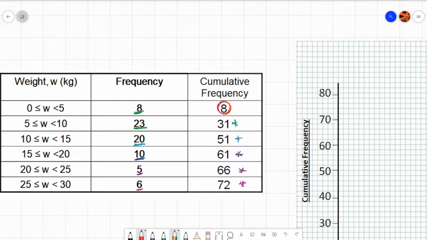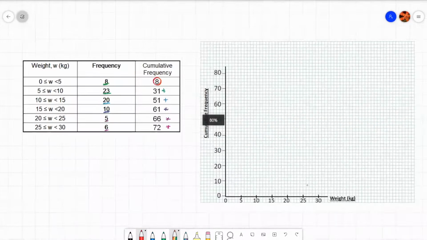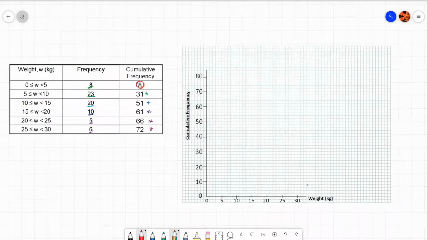Sometimes in the exams you are given the cumulative frequency like you are given here. Sometimes you are not, so you have to work the cumulative frequency out. So let's plot our cumulative frequency graph. Here I have some axes. I've got the x-axis, the weight in kilograms, and then the cumulative frequency goes alongside the y-axis.